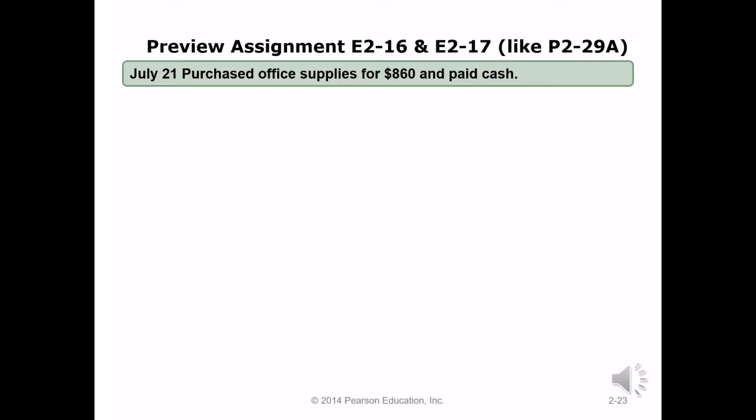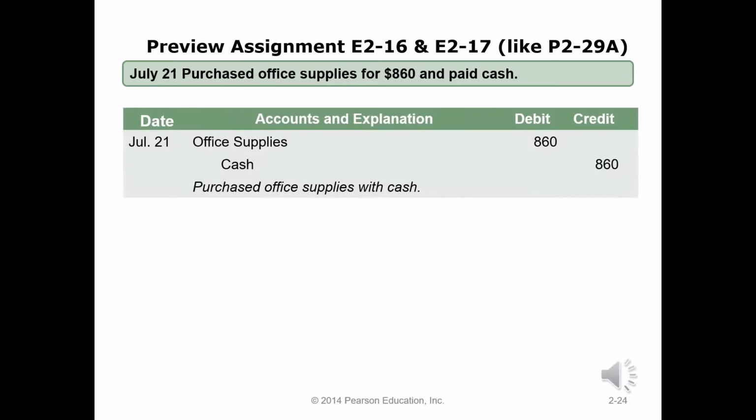On July 21, we purchased office supplies for $860 and we paid cash. Pause this presentation and write your journal entry. When we purchase office supplies for cash, we know that we need to credit cash in order to reduce it, and office supplies is an asset, so we will be debiting that to increase its normal balance.